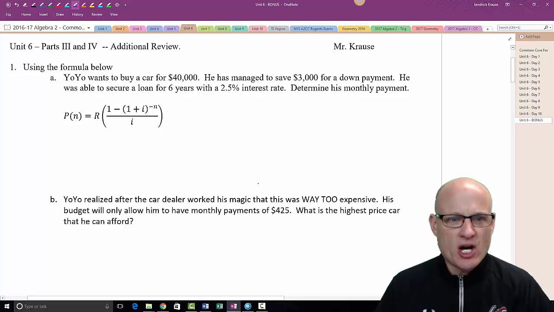Anyway, Yo-Yo wants to buy a car for $40,000. He's managed to save $3,000 for a down payment. He wants to make sure he takes a loan for 6 years at 2.5% annual interest rate. Determine his monthly payment. Okay, we're going to use this formula.